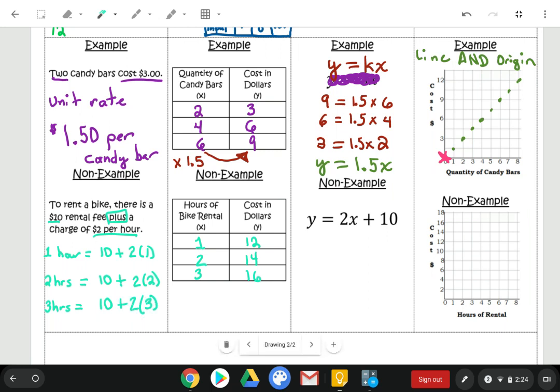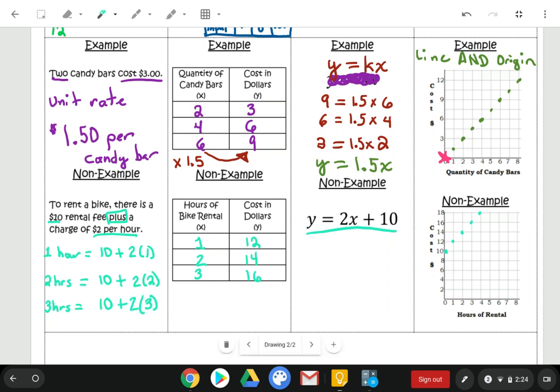Guys, the equation for the relationship that I have just talked about is y equals 2x plus 10. All right, and let's put those points on a graph. So we know we're going over 1 hour, and that's going to cost us $12. We're going over 2 hours, and that's going to cost us $14. We're going over 3 hours, and that's going to cost us $16. And I'm just going to continue the pattern.